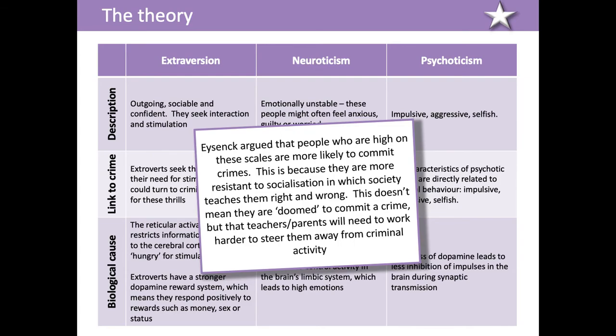We'll come back to this when we look at the criticisms, but for now it's just important that you look at this and think, well, it's not directly that extroversion leads to crime, but it's that extroversion leads to people not being able to learn right and wrong as easily because they are seeking those thrills. Or psychotics might find it difficult to be socialized because of their impulsive behavior.